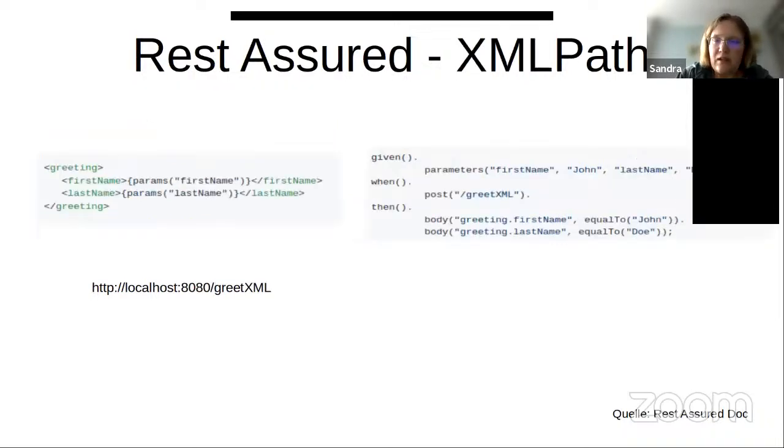The same is true with XML. You can say, hey, please call the HTTP method POST on the path read XML. And then you can define that the body should have a name. It's not a REST Assured specific library. So if you're familiar with XPath, it's very easy for you to write this then part in REST Assured because you don't need to learn a new thing on that side.